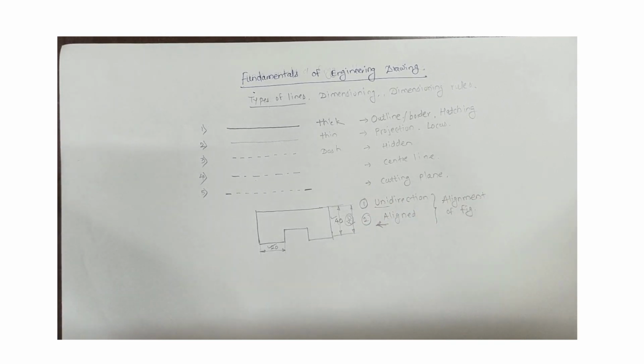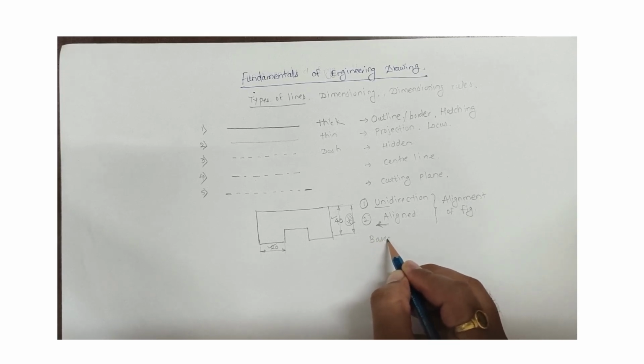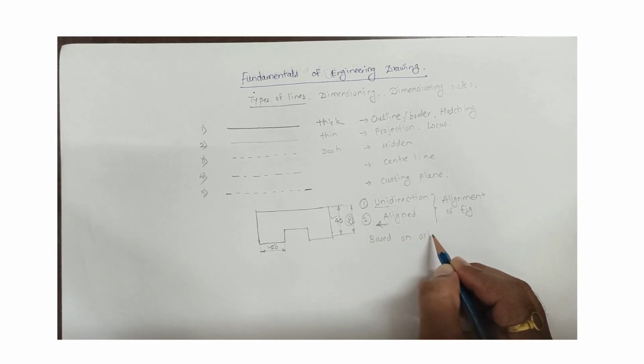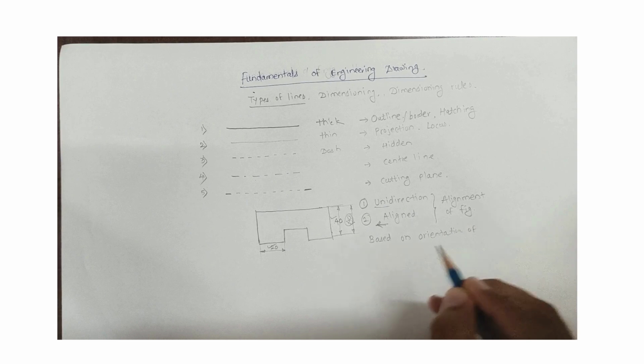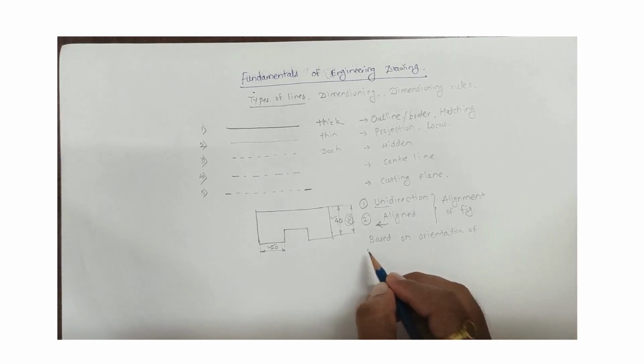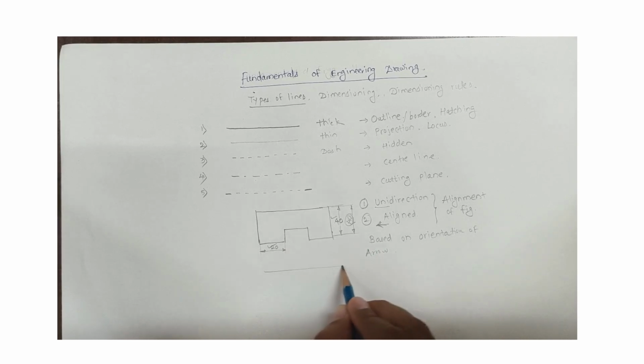Another type of dimensioning is based on the orientation or position of the dimensioning arrow. Okay, suppose this same object is there.